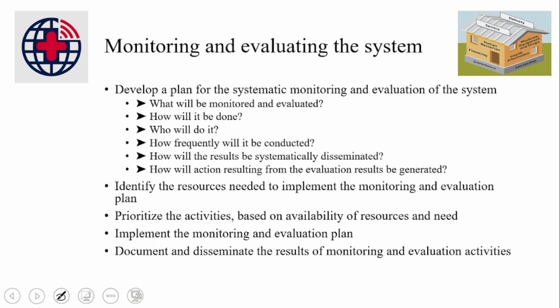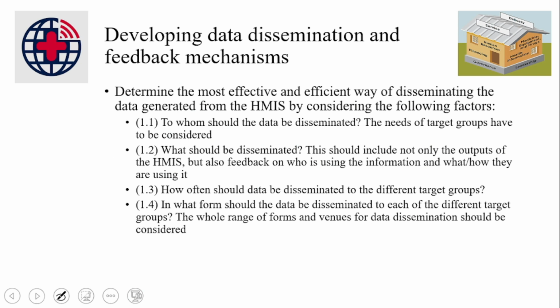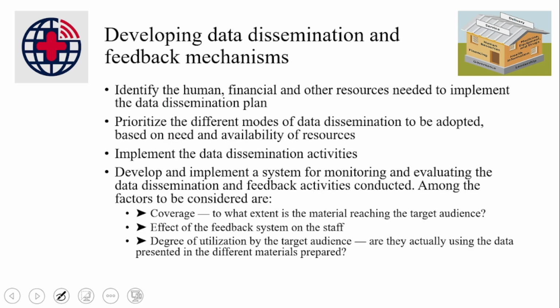It's important to monitor and evaluate the system. So identify what you want to monitor and evaluate. Identify how frequently you will do that. Identify how you disseminate this, and how you would take action on the data, on the information that you get from the evaluation. Now, another thing is, how would you disseminate the data that you have? You need to give it to the required stakeholders. For that, you need to identify who your target audience is, what is it that you're trying to cover, what is the effect of the feedback system, what is the degree of utilization by target audience.